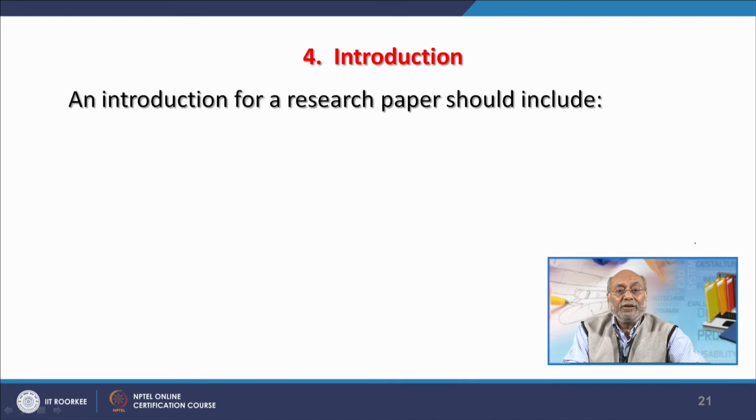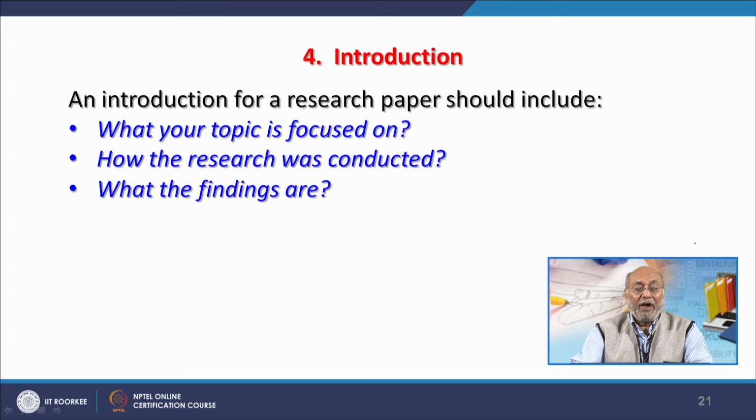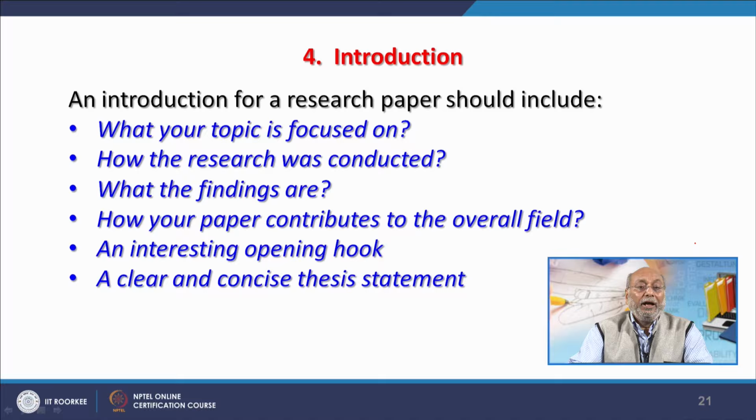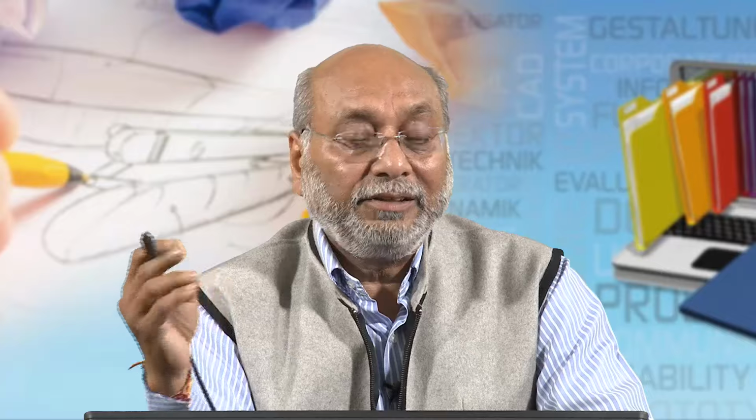Now, an introduction for a research paper should include what your topic is focused on, how the research was conducted, what the findings are, how your paper contributes to the overall field, an interesting opening hook, and a clear and concise thesis statement. As we have discussed, you should first introduce the topic, then how the research was conducted, what the idea was, and how things were solved or experimented, and then the overall contributions in the field. With the interesting opening, you are leaving the reader with things that can be further explored in the particular area, and then a clear and concise thesis statement.